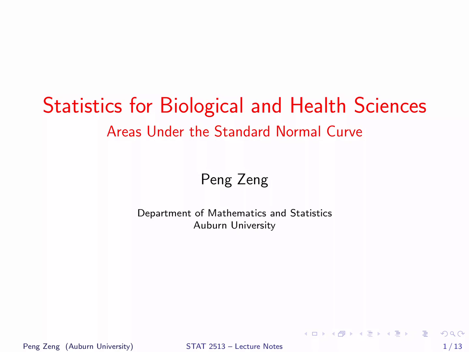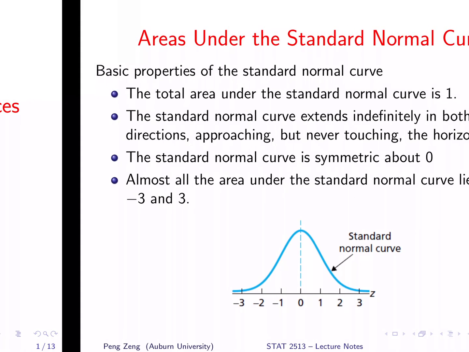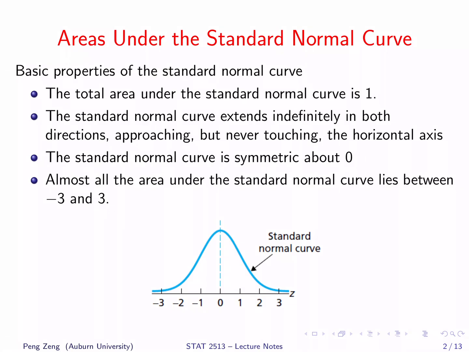In this lecture, we will discuss how to calculate probabilities of a standard normal random variable. Recall that a standard normal random variable has mean zero and standard deviation one. The bottom of the slide shows the standard normal curve. It has some properties. Firstly, the area under the standard normal curve is 1. In fact, this is the property for all continuous random variables.